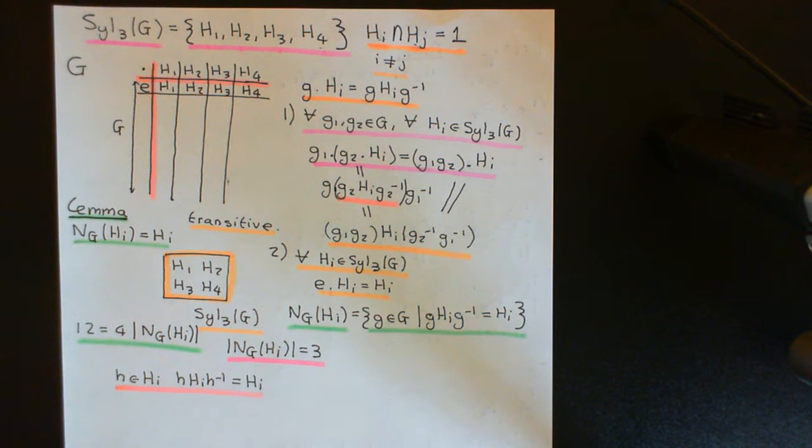Welcome back to this next video in which we are discussing groups of order 12. So we're now in the process of trying to prove that if we have a group of order 12 with 4 Sylow 3-subgroups, then it is isomorphic to the alternating group on a set of 4 elements.